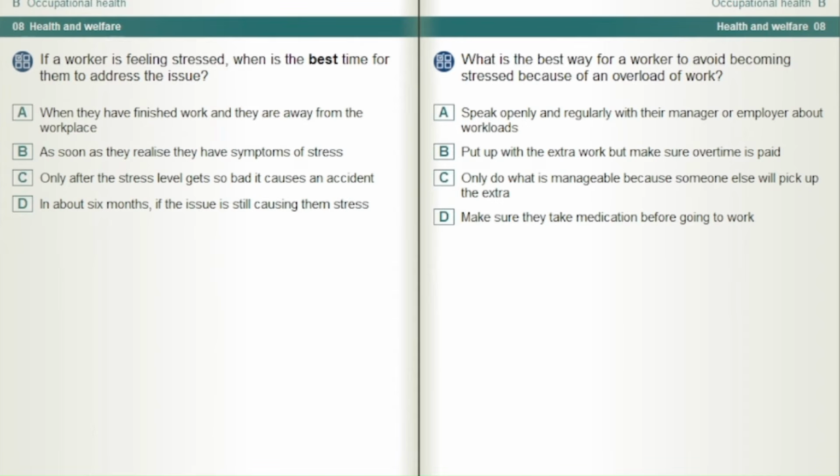If a worker is feeling stressed, when is the best time for them to address the issue? When they have finished work and they are away from the workplace. As soon as they realise they have symptoms of stress. Only after the stress level gets so bad it causes an accident. In about 6 months, if the issue is still causing them stress.